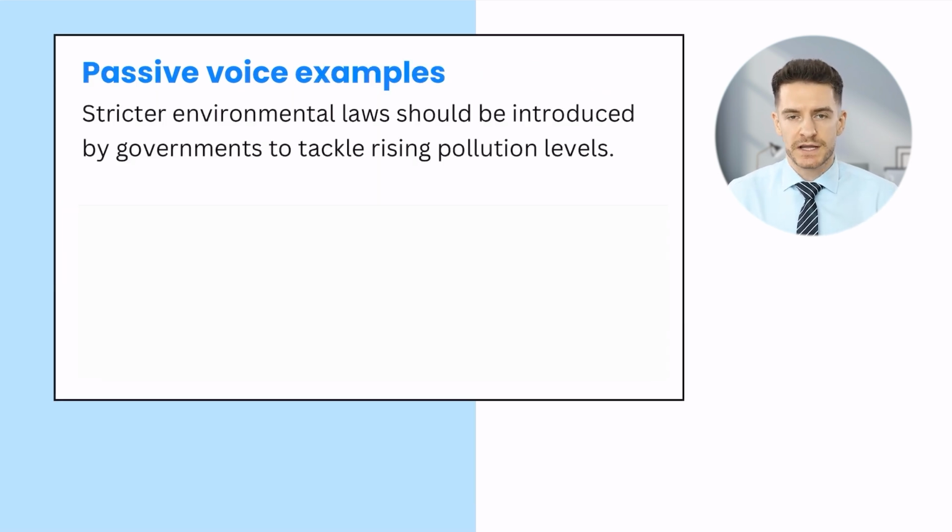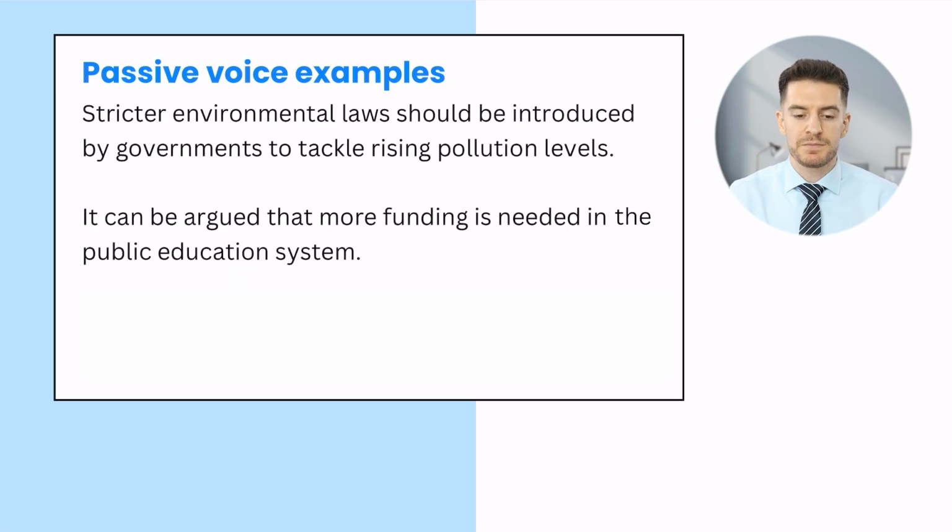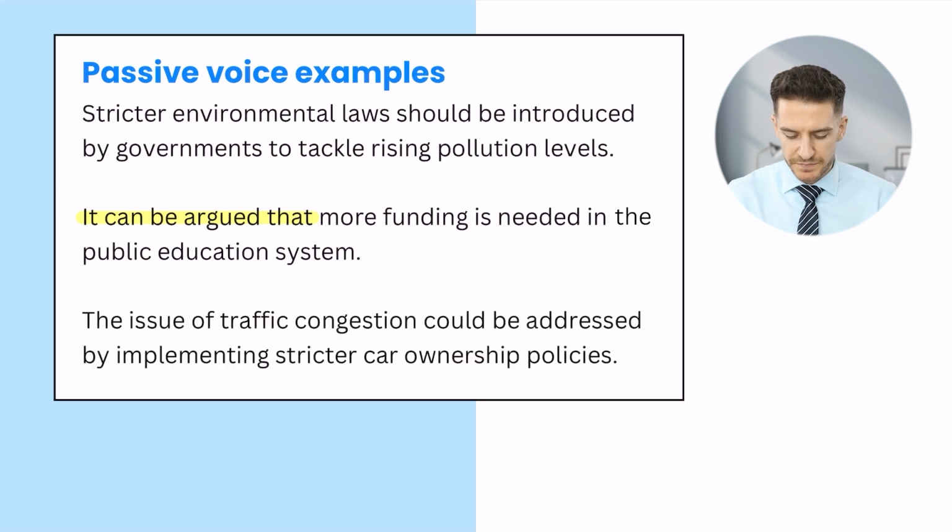So here's the first one. Stricter environmental laws should be introduced by governments to tackle rising pollution levels. Here's another one. It can be argued that more funding is needed in the public education system. Now, this is a great phrase you can use when you want to give your opinion. You can simply say, it can be argued that, and then you give your opinion. Let's look at the last one. The issue of traffic congestion could be addressed by implementing stricter car ownership policies.